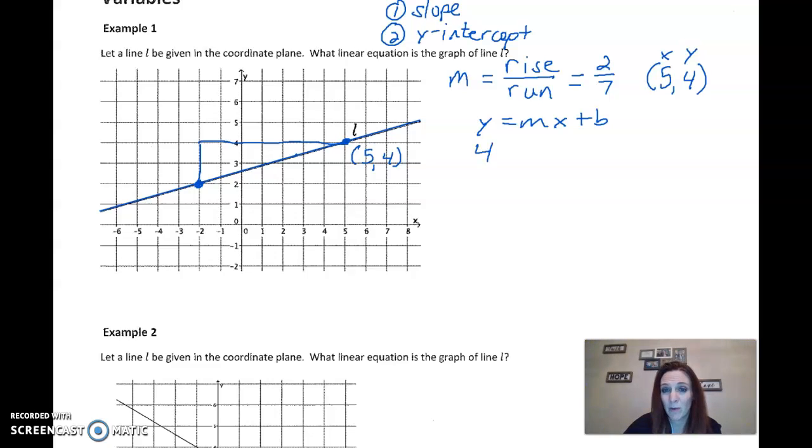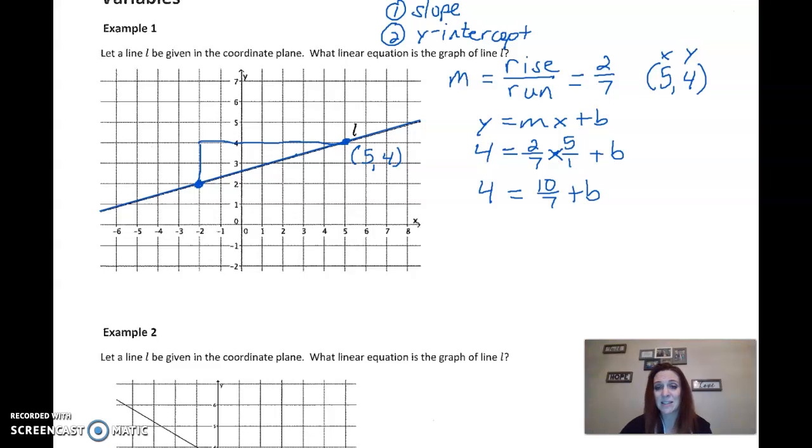I'm going to substitute for y equals my m, 2/7, times my x, which is 5. I'm going to write it as 5 over 1, just so it matches up, plus b. Simplify and solve for b. You know how to do this part. So simplify. 4 equals, well, I can't really cross reduce here. 2 and 1 have a common factor of 1. 5 and 7 have a common factor of 1. That's it. So this becomes 10/7 plus b. Since I'm solving for b, I have to get rid of the 10/7. Since it's positive, I'm going to combine it with a negative 10/7. Whatever I do to one side, I do to the other.